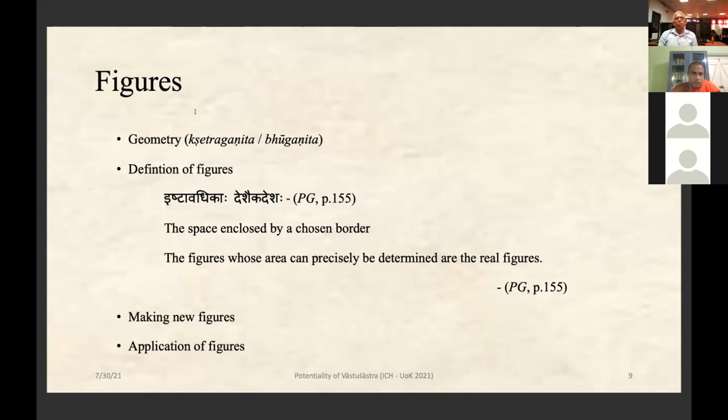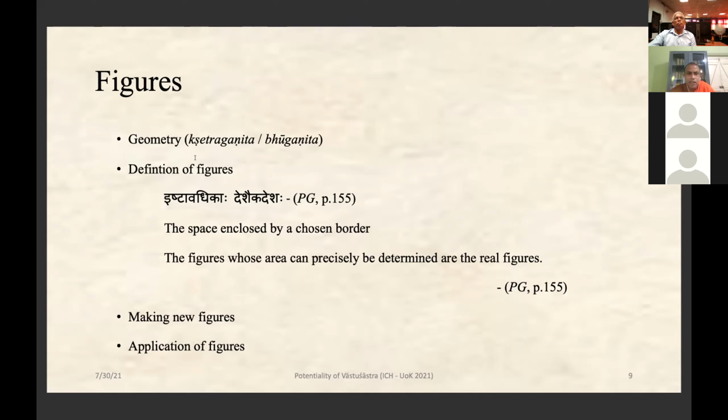And when we talk about figures, there are lots of figures used in Vastushastra: circular figures, rectangular figures, squares, semicirculars, convex figures, and also concave figures, and so on. In the same way, we can see those kinds of figures in mathematical literature as well. In all mathematical texts written in India, in Sanskrit and other vernacular texts, almost all texts have a separate section called Kshetra Vyavahara, Kshetra Ganita, which is the section on geometry.